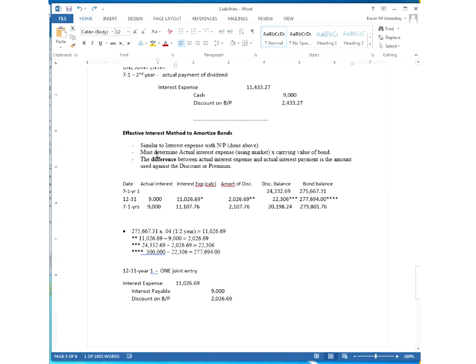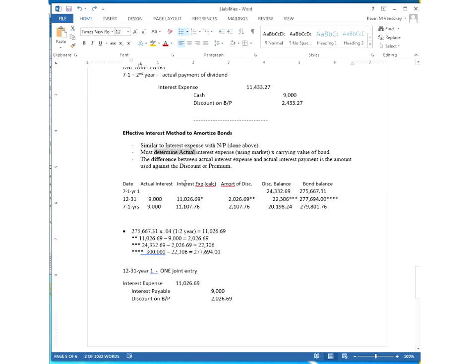So when we do the effective interest, it's a somewhat similar layout to the notes payable that we did above. What we actually have to do is find our actual interest expense based on the bond's value. The bond's value is whatever you have to pay, say $300,000, less the discount at that time. So my bond's value is what it sold for on day one, $275,000 plus.